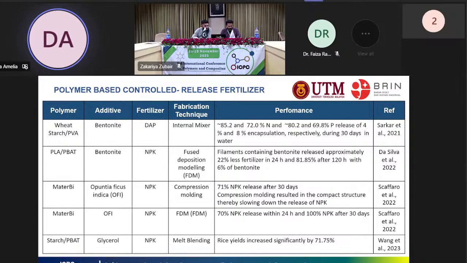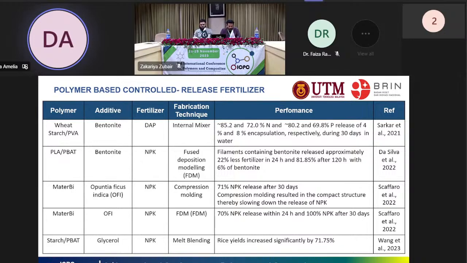Da Silva using polymer PLA and PBAT with additive bentonite, fertilizer NPK, and using fabrication technique fused deposition modeling. The performance is that the filament containing bentonite released approximately 22% less fertilizer in 24 hours.